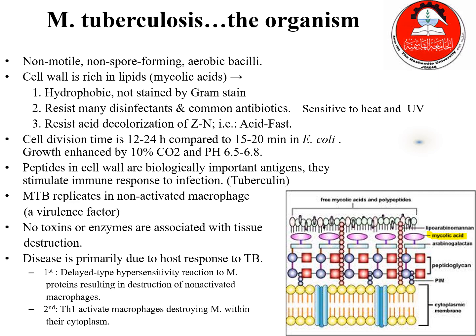It has a long generation time. For one colony to divide, it needs 12 to 24 hours, compared with 15 to 20 minutes for E. coli. And it is better grown in the presence of 10% CO2 and at a pH of 6.5 to 6.8.